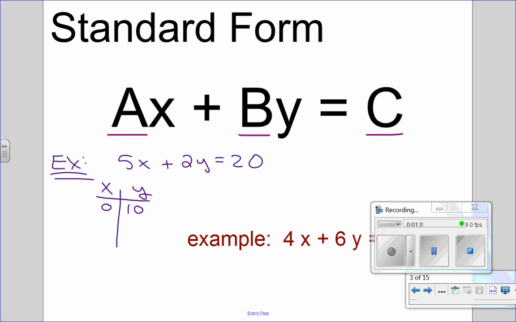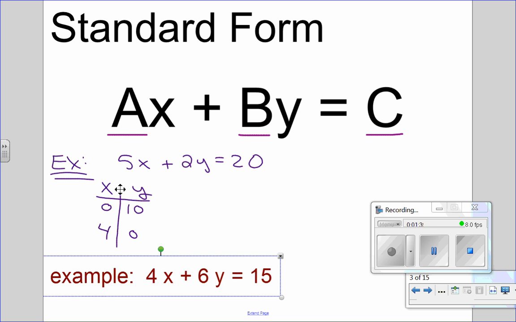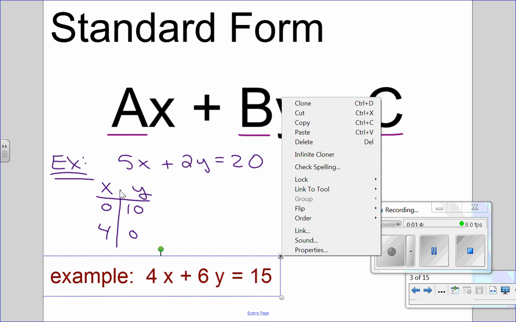10, very good. And then you'd put a 0 in for y, cover it, and solve it. What would that be? 4. That'd be called the x-intercept. I didn't realize I had this example down here, but yeah, you got it. So you're not actually going to see an a and a b and a c. You're going to see numbers in those spots.